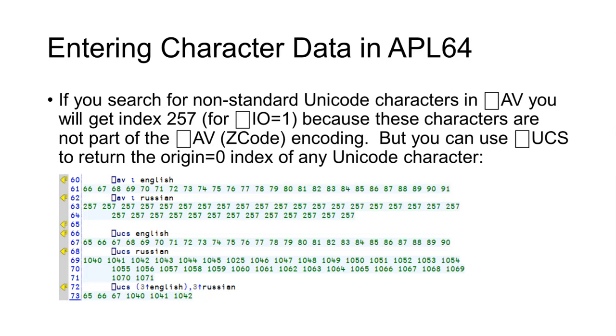if you then look at the Russian characters, however, you get a very different set of indices, because these are in the Russian character plane, and we get those Unicode indexes back. And if I catenate two character arrays together, we have a mixture of types. For the ones that were part of quad AV, the English characters, we see their indexes properly, and for the ones that are not, we see their Unicode indexes. Okay.